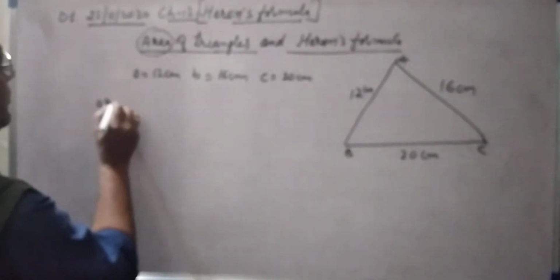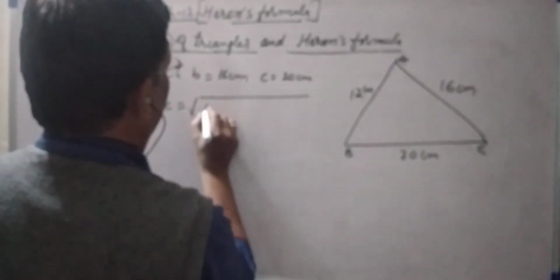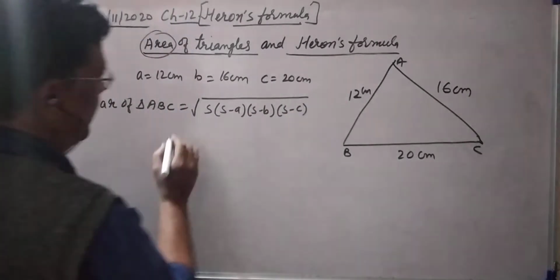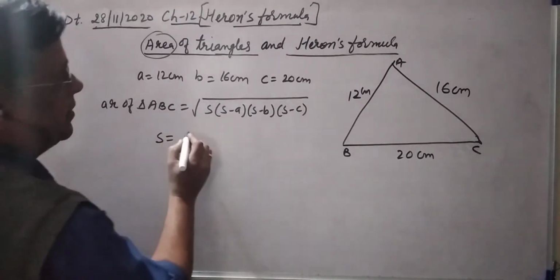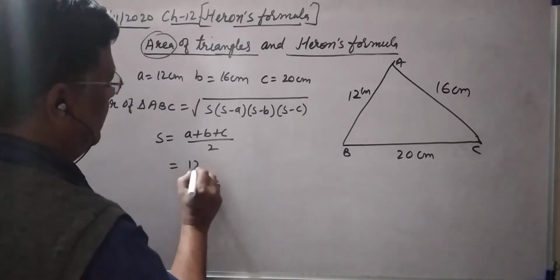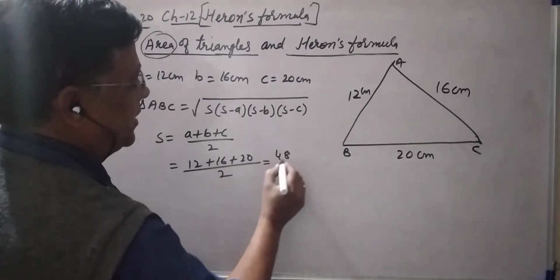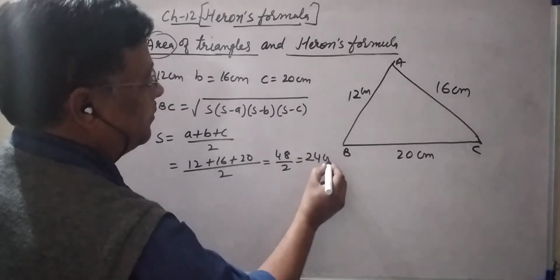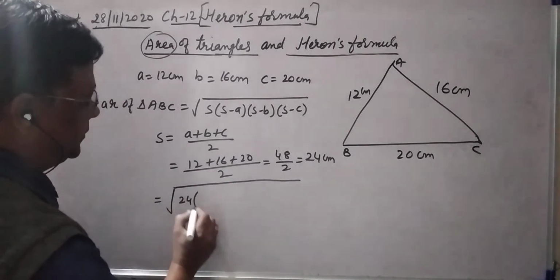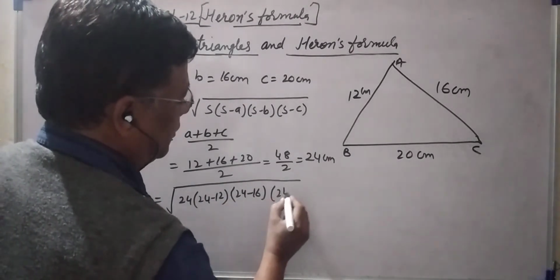So the area of triangle ABC is root of S into S minus A, S minus B, S minus C. First of all, we have to find the semi-perimeter, that is S. S is A plus B plus C by 2. So substitute the value: 12 plus 16 plus 20 upon 2. That is 48 divided by 2. So the semi-perimeter is 24 centimeter. Now you substitute the value in the formula: S is 24, 24 minus 12, 24 minus 16, and 24 minus 20.